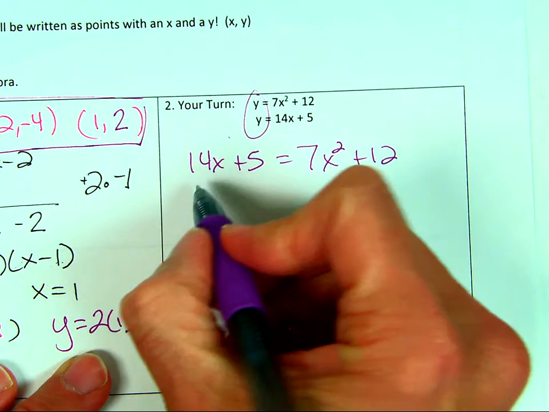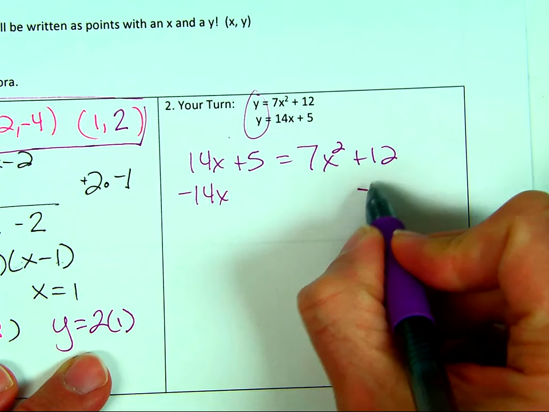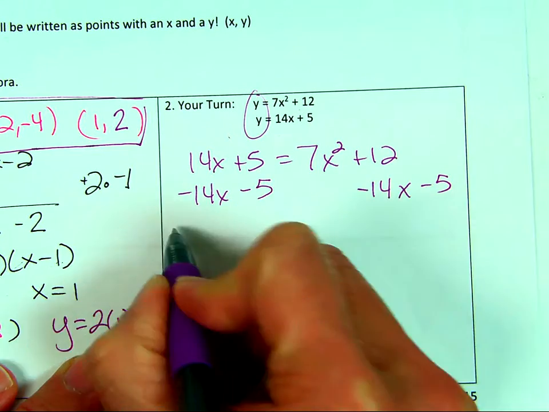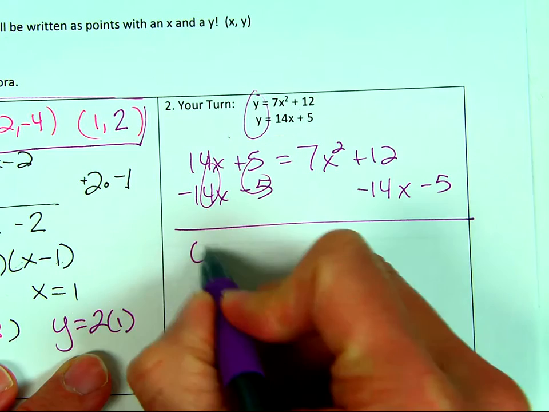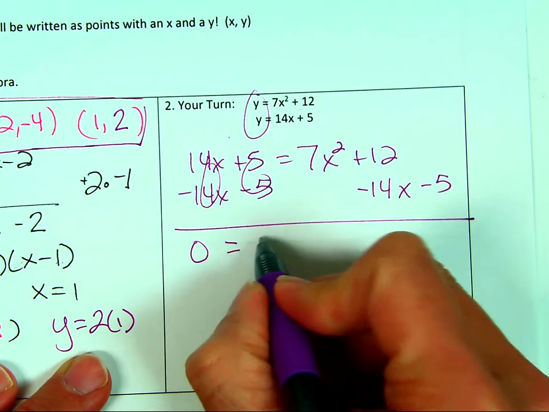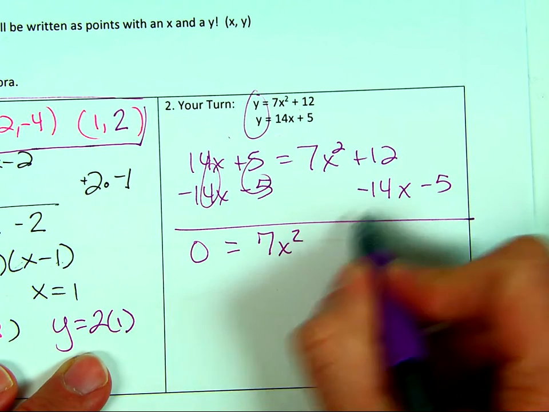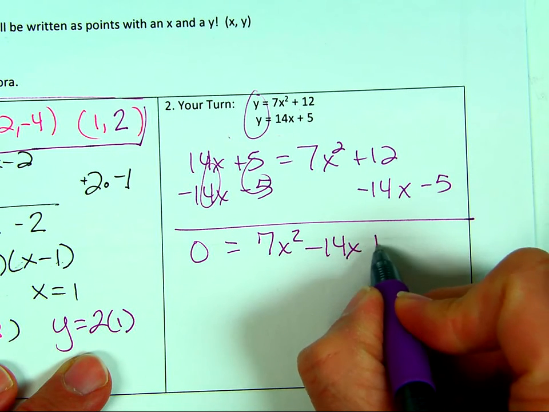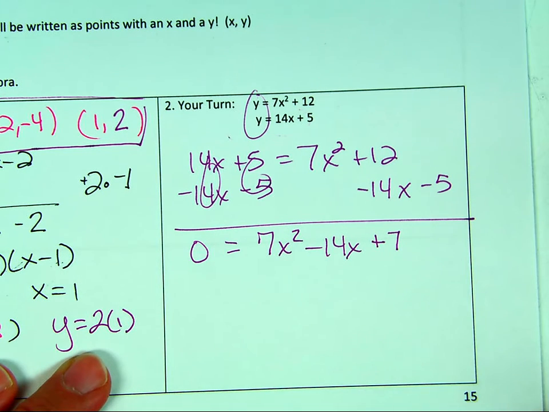So I'm going to subtract 14x from both sides along with my 5 from both sides, and then I'm going to combine like terms. I get a 0. So we want standard form with a 0 on one side. So I'm going to get negative 14x because there were no other x's, and 12 minus 5 is 7. So I'm going to add 7.